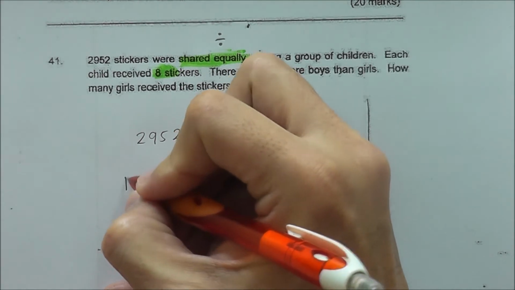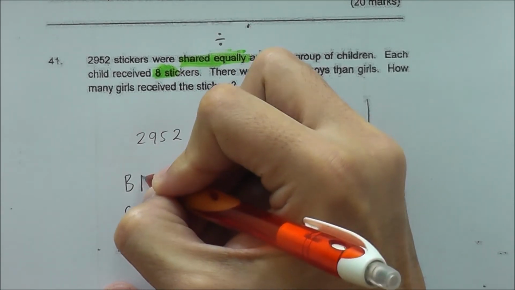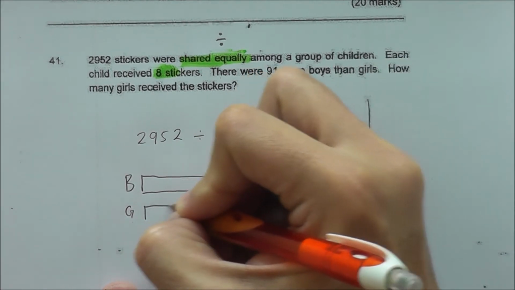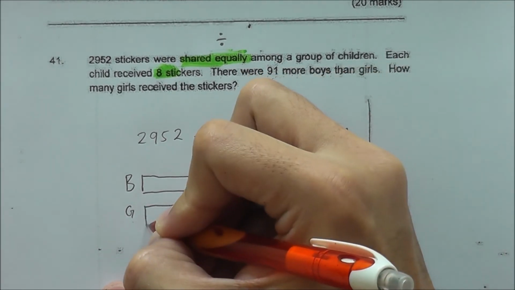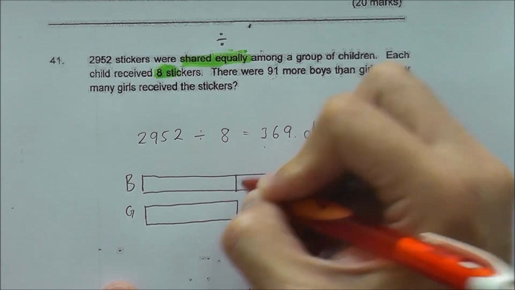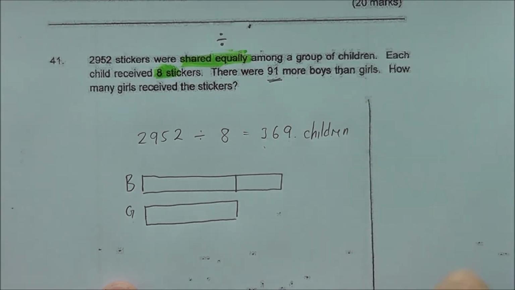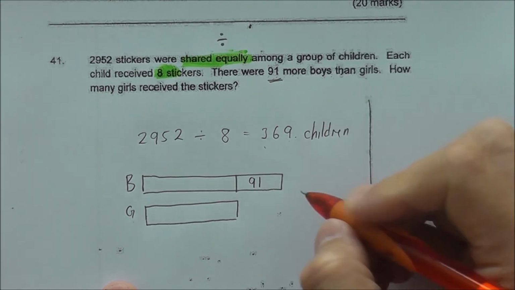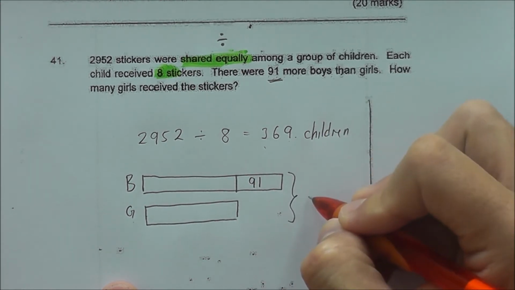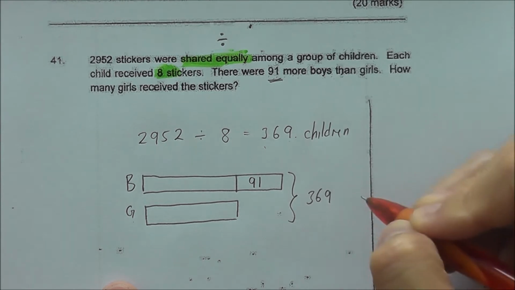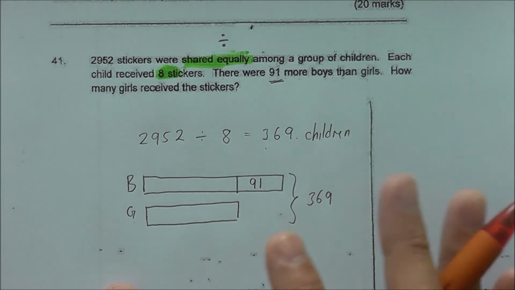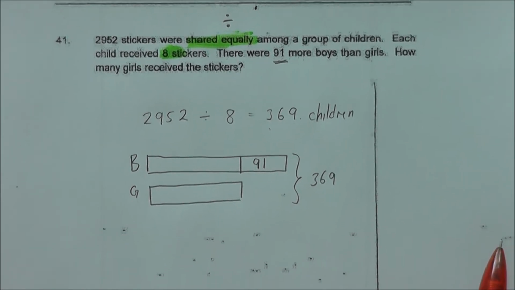So for boys, you will have a longer unit, girls a shorter one, and the difference will be 91, because there are 91 more boys than girls. And the total of boys and girls down here would be 369. Okay guys, once you can draw this model, then the question becomes very simple.